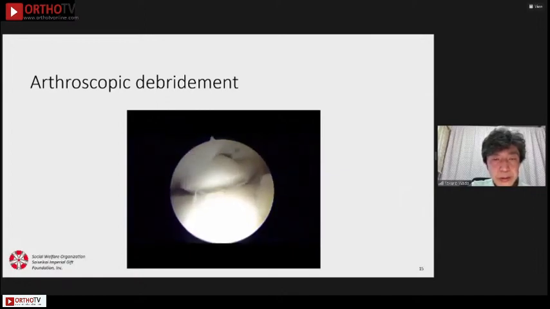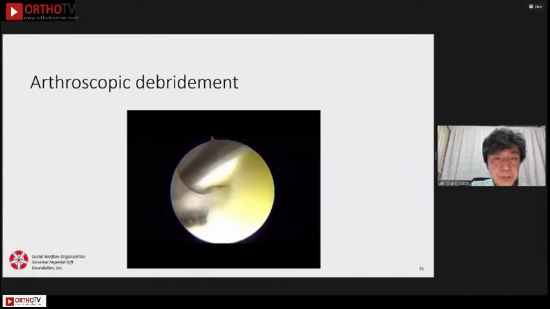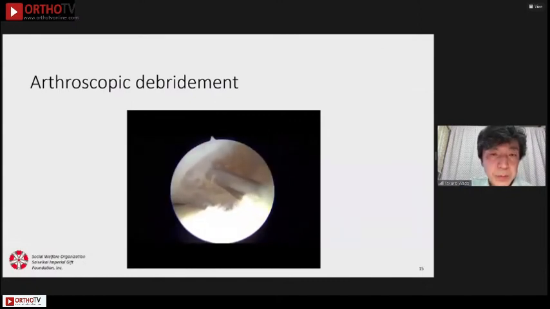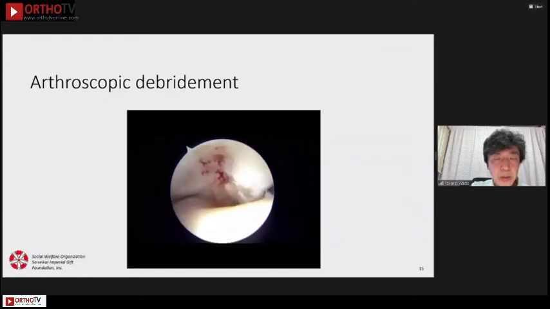The scope is switched to the posterior compartment, radial head and capitellum. Remove the loose body. Debride the lesion and drilling. So you can see good bleeding here.